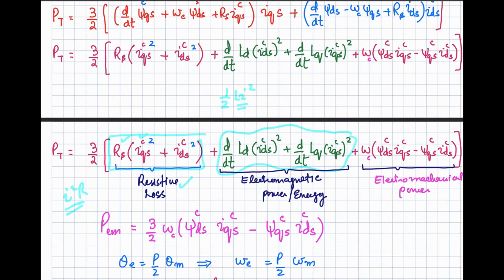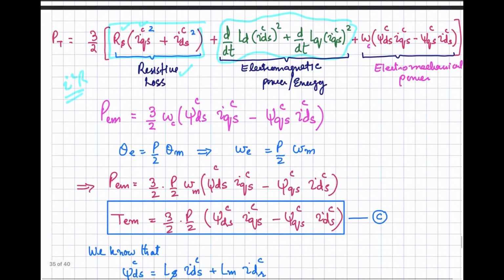Basically it's a power equation, so I will call it electromagnetic power. This is the term which represents the power that is converted from electrical to mechanical form. So the electromagnetic power is defined using this term. This is the power stored in the inductance of your machine. This is the only portion which can be converted into mechanical form. So we are going to call this part the electromagnetic power, and 3 by 2 from here.